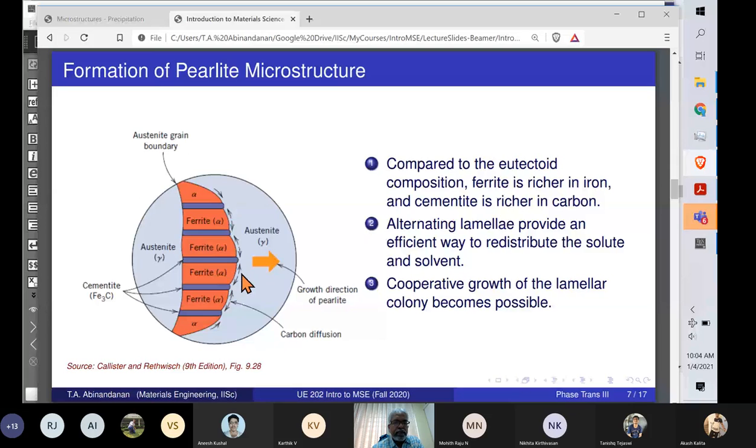And these regions, because they are losing carbon, the composition of gamma there goes more and more towards ferrite, and therefore ferrite can also grow quite nicely. And this sets up a very nice cooperative mechanism by which both of them can grow.